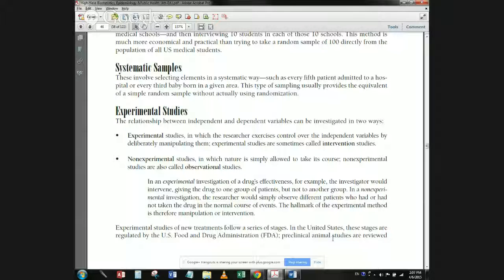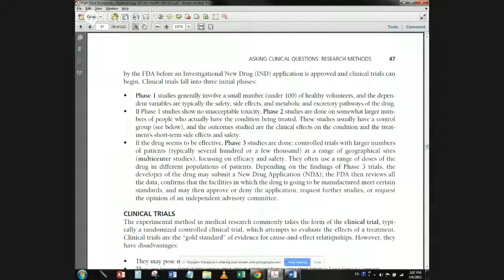Experimental studies of new treatments follow a series of stages. In the United States, these stages are regulated by the U.S. Food and Drug Administration, the FDA. Preclinical animal studies are reviewed by the FDA before an investigational new drug application is approved, and clinical trials can begin. Clinical trials fall into three initial phases. Phase 1 studies generally involve a small number, under 100, of healthy volunteers, and the dependent variables are typically the safety, side effects, and metabolic and excretory pathways of the drug.